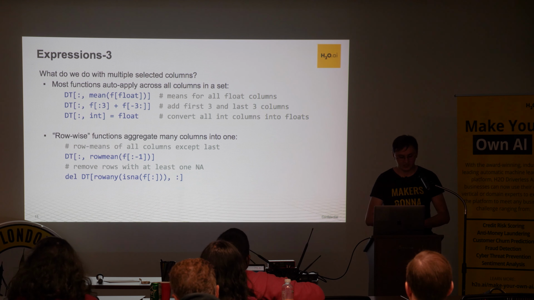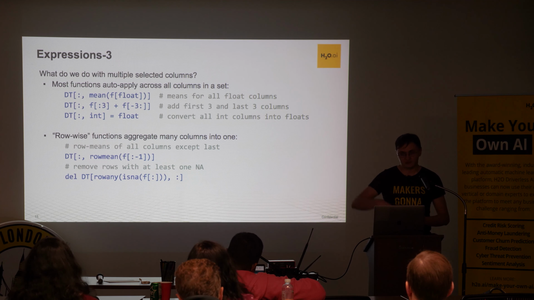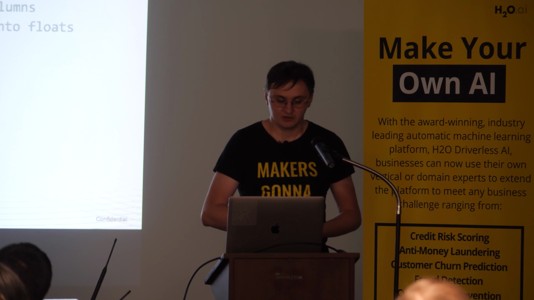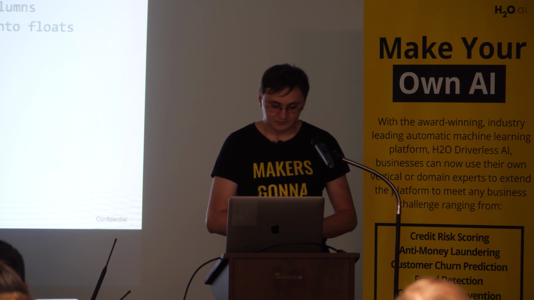The last expression, dt colon int equals float. So int as a j selector means select all the integer columns, and when we assign a type, it actually means a typecast. So we selected all the integer columns and we cast them into a float type. So all the integer columns became floating point columns.